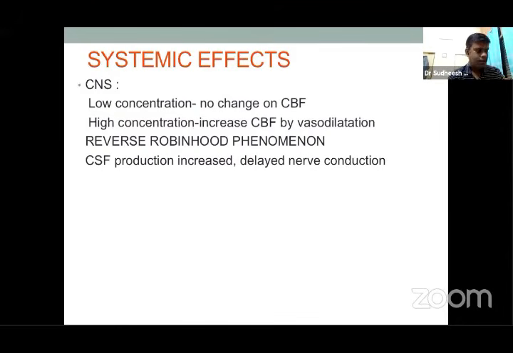Coming to the systemic effects, we all know that the important thing is it causes cerebral vasodilatation, the reverse Robin Hood phenomenon. And the main thing is the cerebral vasodilatation among the various inhalation agents. This causes the least cerebral vasodilatation when it is used at 1 MAC, and at 1.6 MAC the cerebral blood flow doubles, and that is what is important. So therefore you have that greater margin. So among the various agents, this is much better, much safer. Among halothane and isoflurane, this is safer.